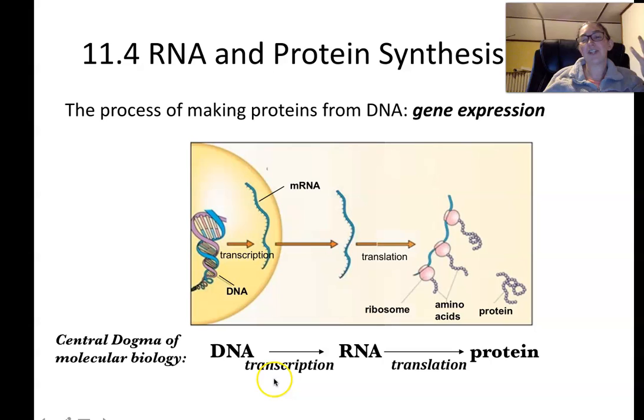And so gene expression has two parts. The first part is transcription, going from DNA to RNA, and the second part is translation, going from RNA to protein. It can be confusing because these two words look and sound a lot alike. They both start with trans and they both end with T-I-O-N.